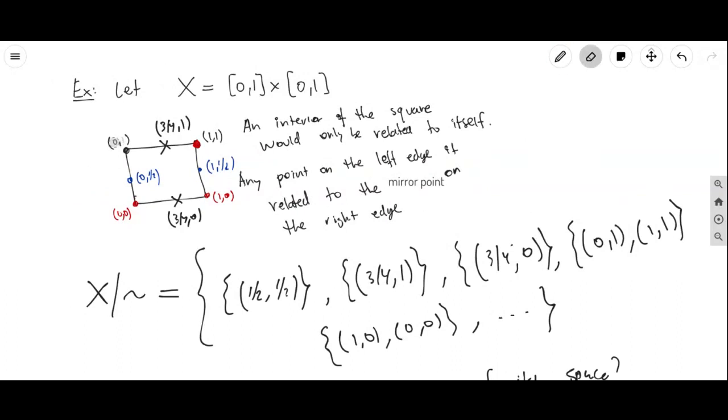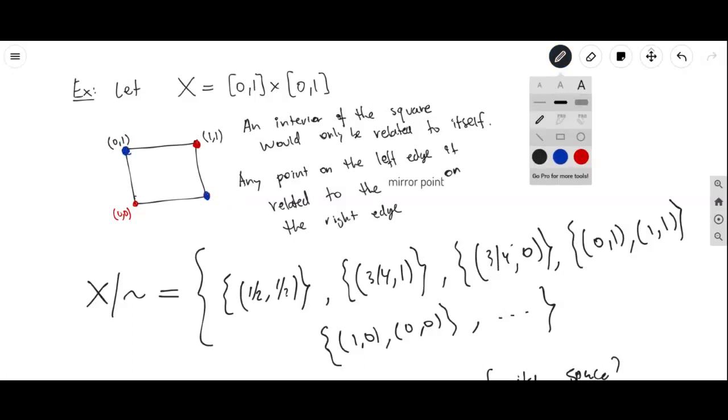And 0, 1, so I'll get rid of these. They're just going to get in the way. Okay, so this one is going to be related to this one. This one, let's make it blue, is going to be related to that one. And then if you have a point, let's say right here, it's going to be related. You see, it has to go like this. It goes in the opposite direction.